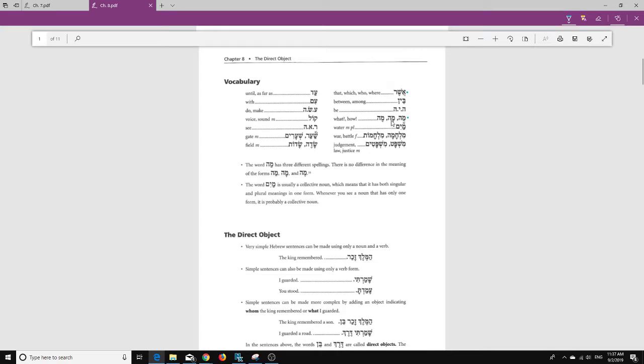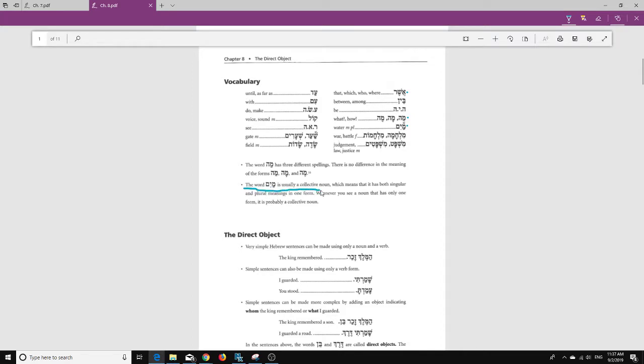Mah could mean what or how. Mayim means water. If you remember when we talked about the dual form, that's what this actually is. So this patach, yod, hirik, mem, this is that dual ending. Technically this might mean something like "two waters," but it's just always going to be translated as water. So just "water" works just fine.